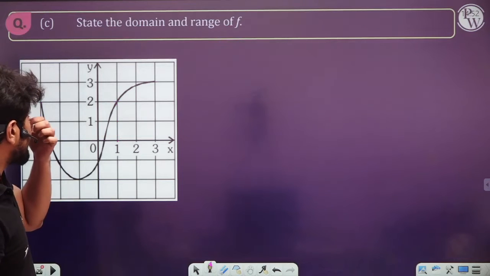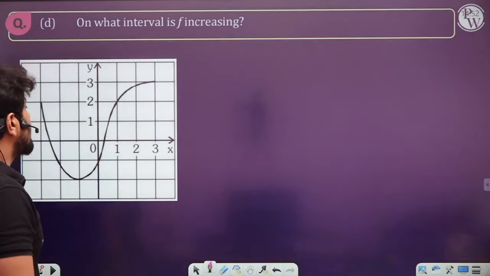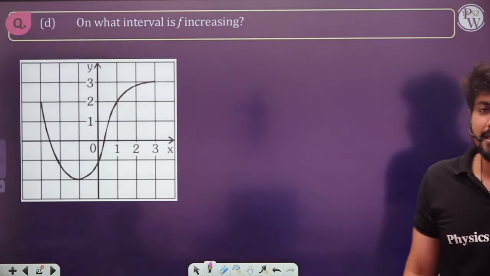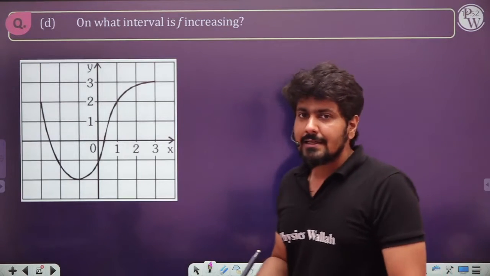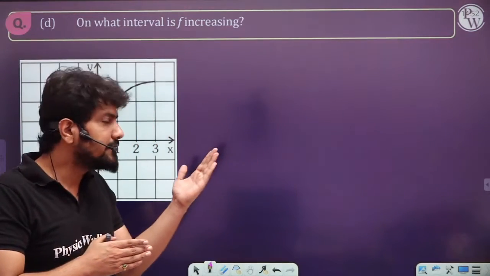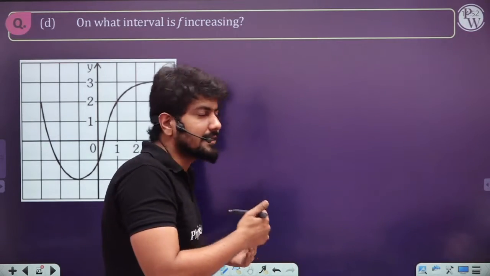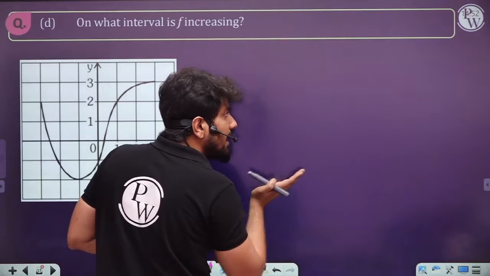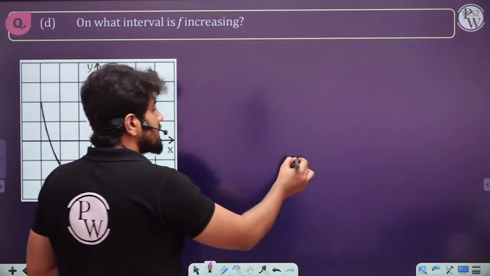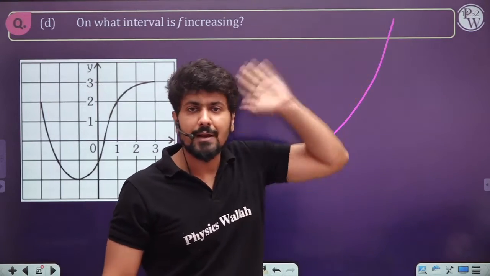Now state the domain and range of the function. We have already done that. On what interval is the function increasing and on what interval is it decreasing? Increasing means that when I'm moving towards the right, if the graph is going upward, then it is an increasing function. Basically, if I increase x, the y is also increasing. That means it is an increasing function, like this.